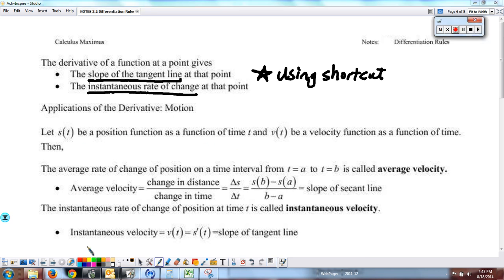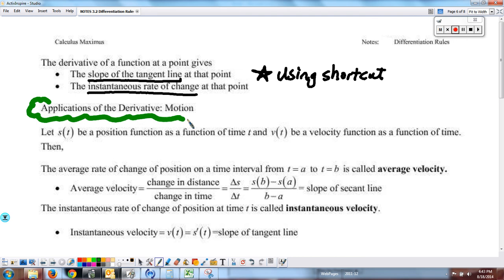All right? So one of the big applications that we do quite a bit of work with is this idea of motion. We want to know where objects are moving through time, where they are, what their position is, as well as how fast they're moving at that given time. And then a little bit later down the road, we'll start talking about acceleration. But the big application is motion.